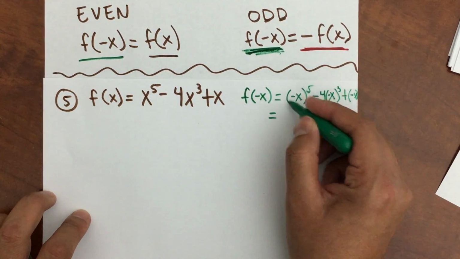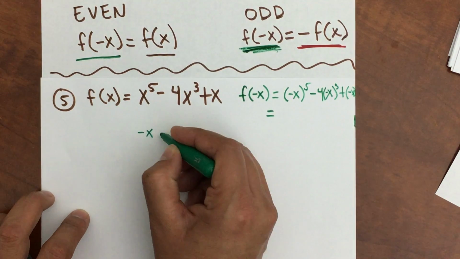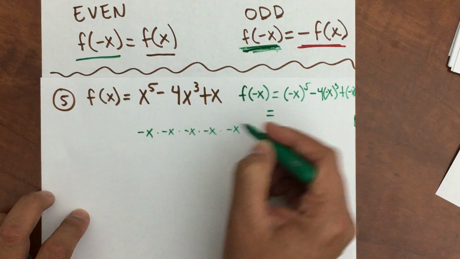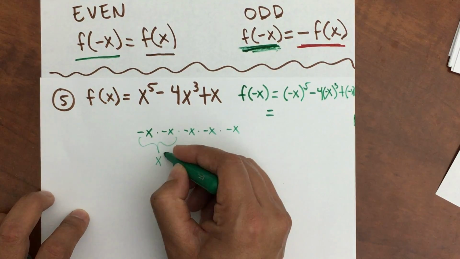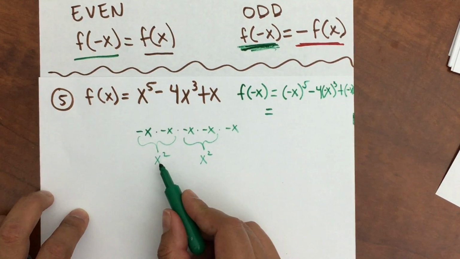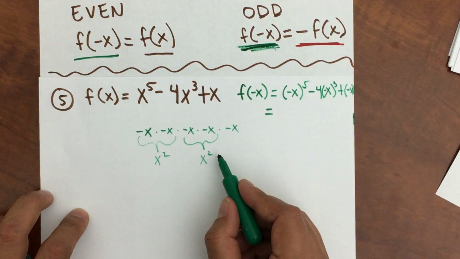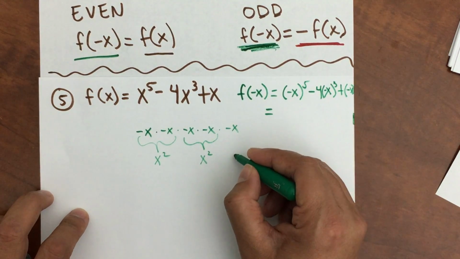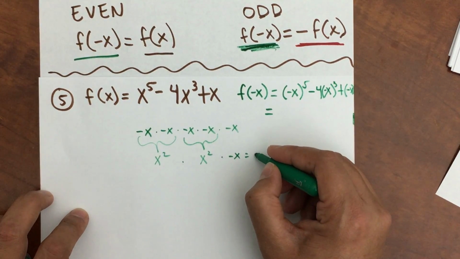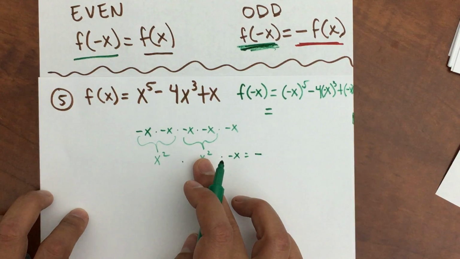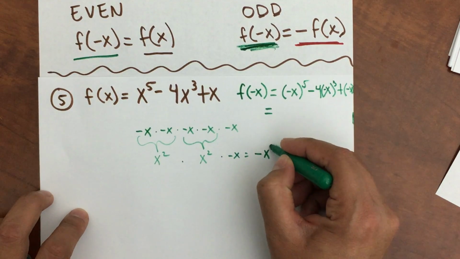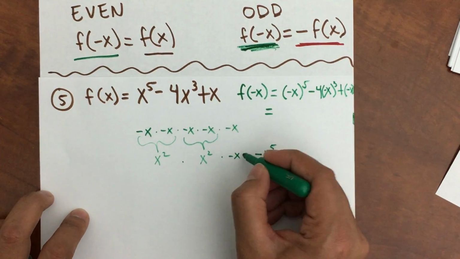Okay, so in here, remember, because of negative x times negative x times negative x times negative x times negative x, this becomes positive x squared. This becomes positive x squared. But then x squared times x squared is x to the fourth times negative x is going to be equal to negative, right? Because positive times positive is positive. Positive times negative is negative, and then x to the fifth. Okay, there's a little catch in here.